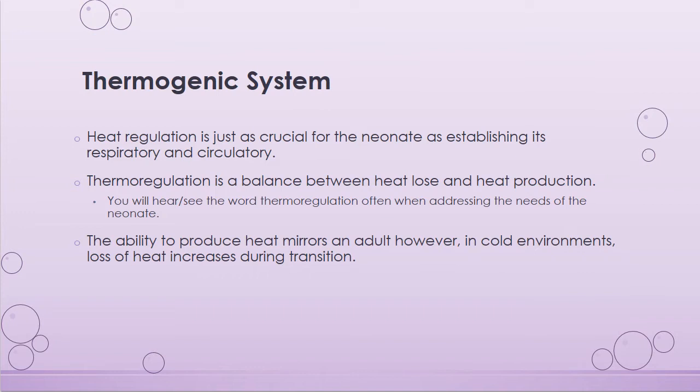The thermogenic system is very, very important. Heat regulation is just as crucial for the neonate as establishing its respiratory and circulatory. Thermoregulation is the balance between heat loss and heat production. So you're going to hear thermoregulation a lot when we're addressing the needs of the neonate. The ability to produce heat mirrors an adult. However, in cold environments, the loss of heat increases during that transition time. That's why we keep our babies wrapped.